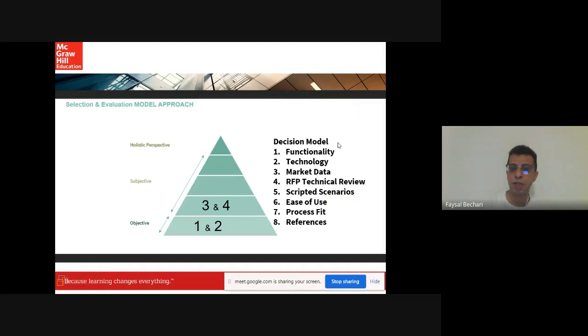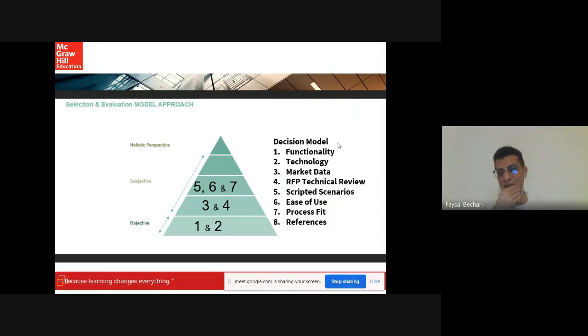Then you go for the subjective, which is the marketing data and the RFP technical reviews, where you start reviewing against the functionality and the technology, how they scored. And numbers 5, 6, 7 are the scripted scenario, ease of use, and process fit. Scripted scenarios is about calling these vendors, and if the vendor is different from the implementer, and most of the time they are, you bring them both. If they say they'll show you, they both have to agree on it. You give them certain personal questions regarding your work and tell them, show me. That's a scripted scenario.